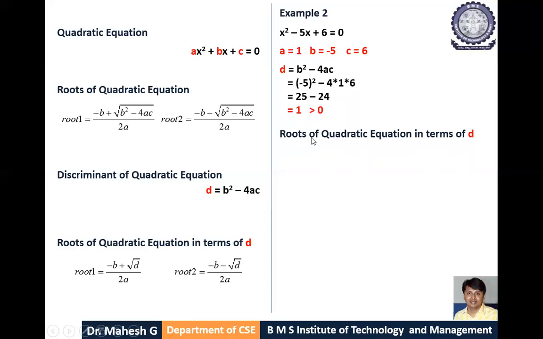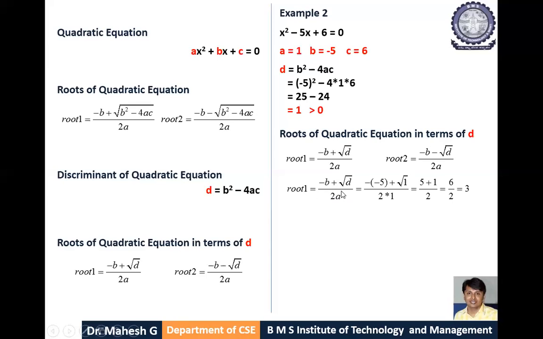The roots of the equation are given by root 1 = (-b + √d) divided by 2a, and root 2 = (-b - √d) divided by 2a. Substituting the values of a, b, and d, we get the roots as root 1 = 3, root 2 = 2. On observing the values obtained, root 1 is 3, root 2 is 2, the roots are clearly different.